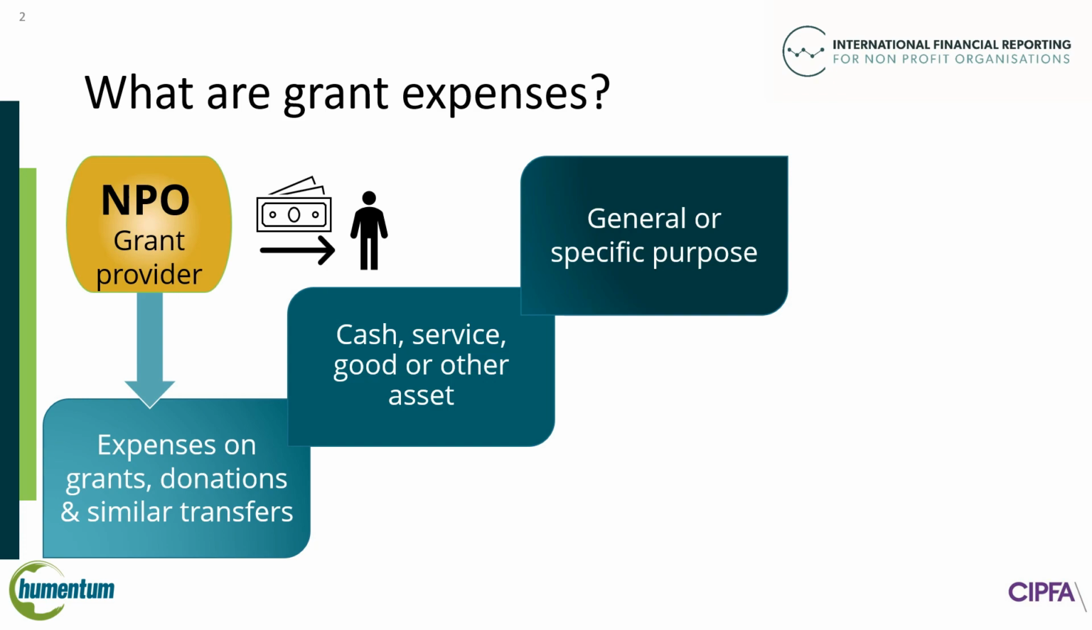A grant expense is where a grant-providing NPO provides funding to a grant recipient by transferring resources, such as cash, or a service, good or other asset, without directly receiving any resources in return. This may include both grants and donations, which may or may not be for a specific purpose.